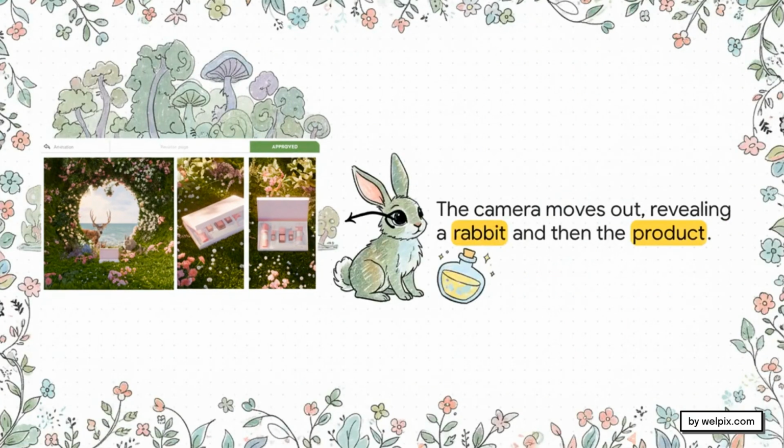And then the camera continues to pull back, and as it does, it reveals more of the scene. There's the little rabbit quietly eating grass, and then, nestled perfectly in this little meadow, the final product is revealed. It's such a gentle, elegant moment that makes the product feel like it truly belongs in this enchanting world.